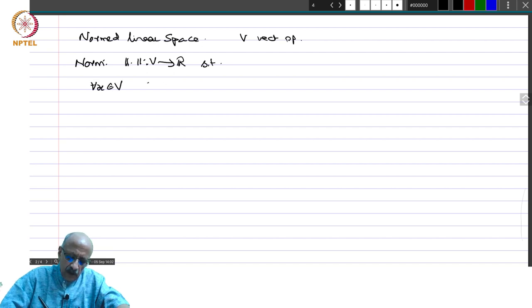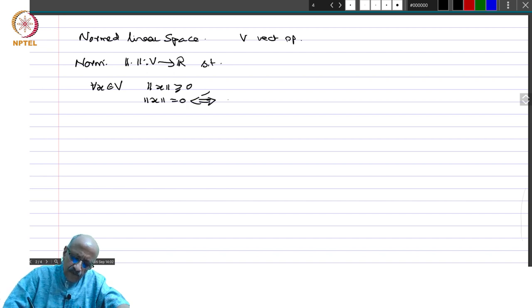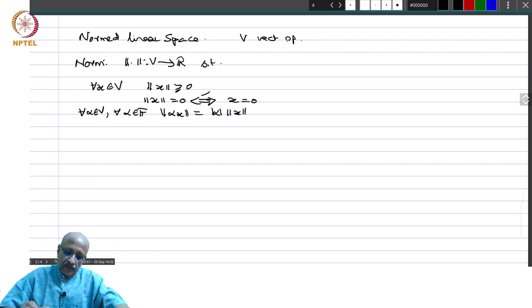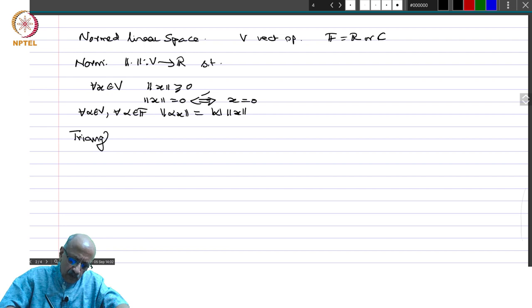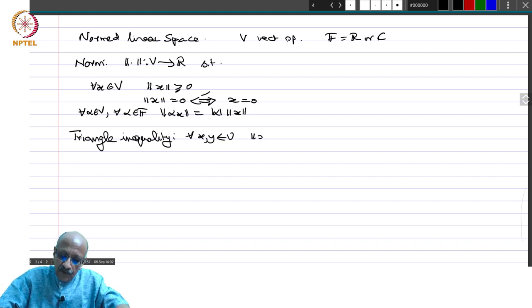for all x in V, we have norm x greater than or equal to 0. Norm x equal to 0 if and only if x is 0. For all x in V, for all alpha in F, where F equals R or C, we have norm of alpha x is mod alpha times norm x. And then finally, we have the triangle inequality, which is the most important. You have that for all x, y in V, we have norm of x plus y less than or equal to norm x plus norm y.